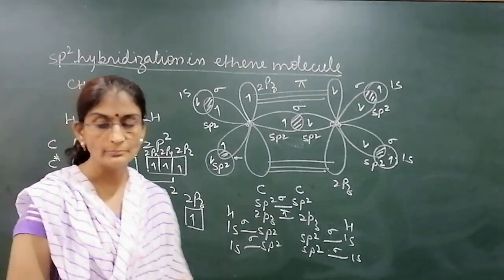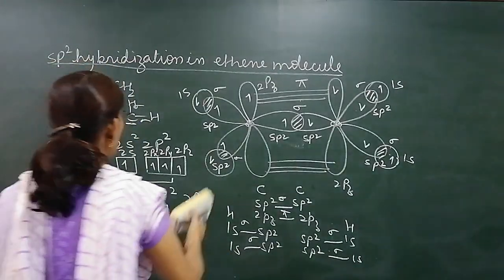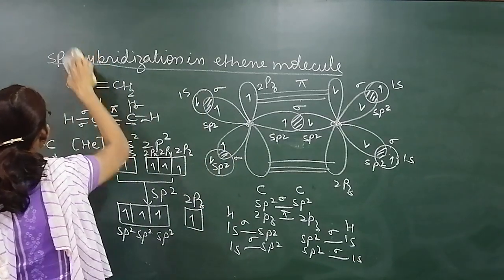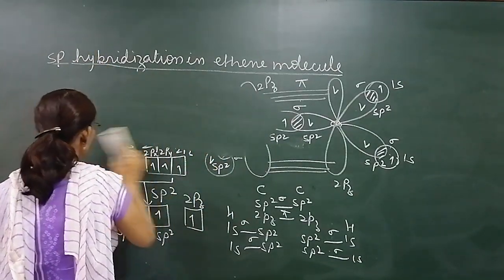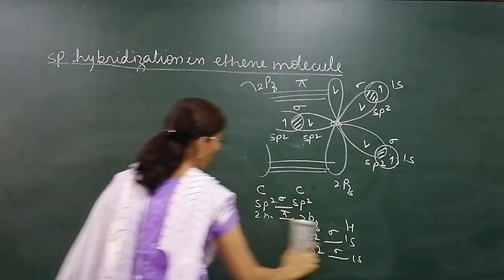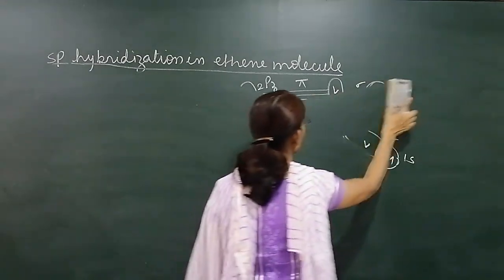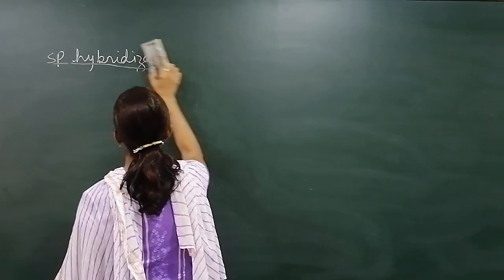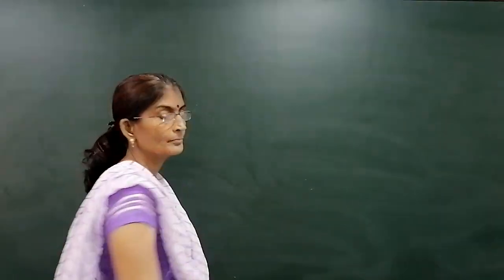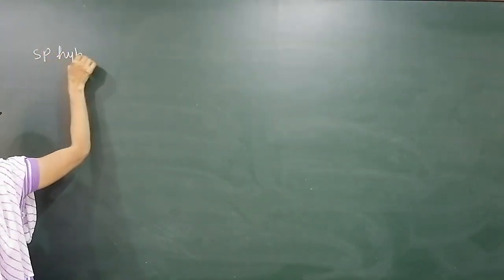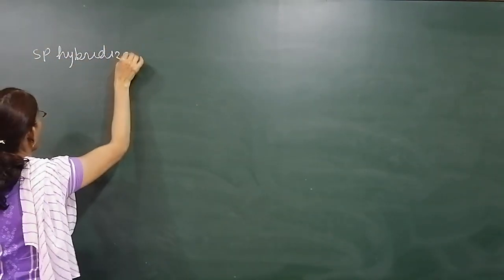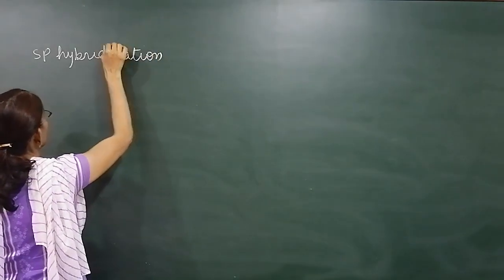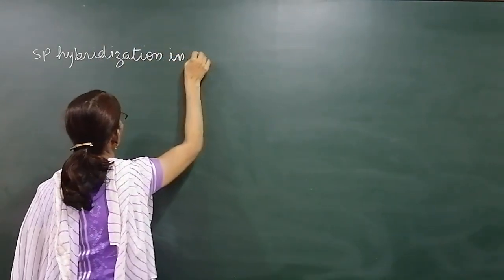Clear? Now, we'll see one more example for sp hybridization in ethyne molecule. sp hybridization in ethyne molecule, not ethene, ethyne molecule.